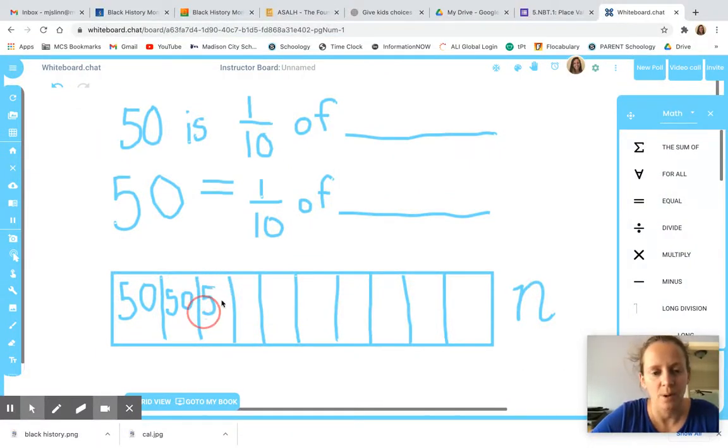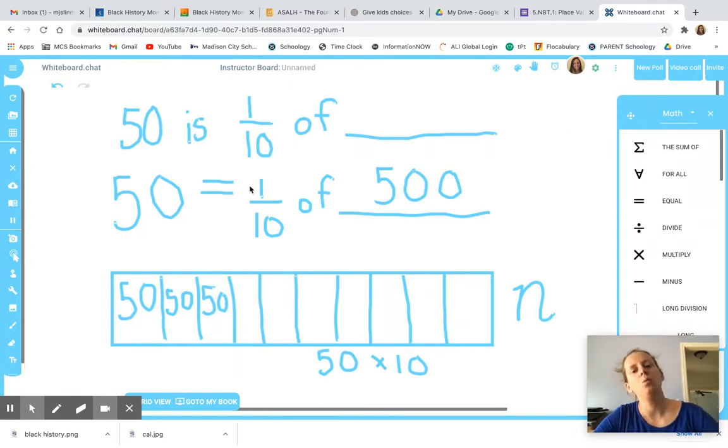So if you add up all of those pieces, all of those 50s, that would be the same as doing 50 times 10. What is 50 times 10? 500. So our expression, once we've completed it, is 50 equals 1/10 of 500, or 1/10 times 500.